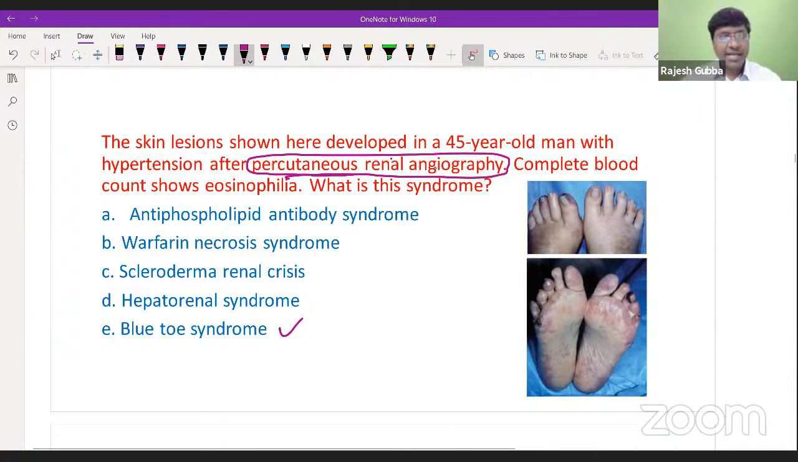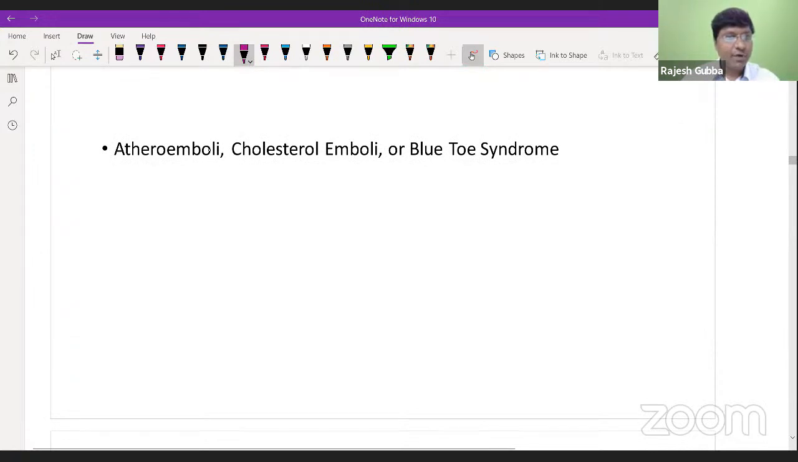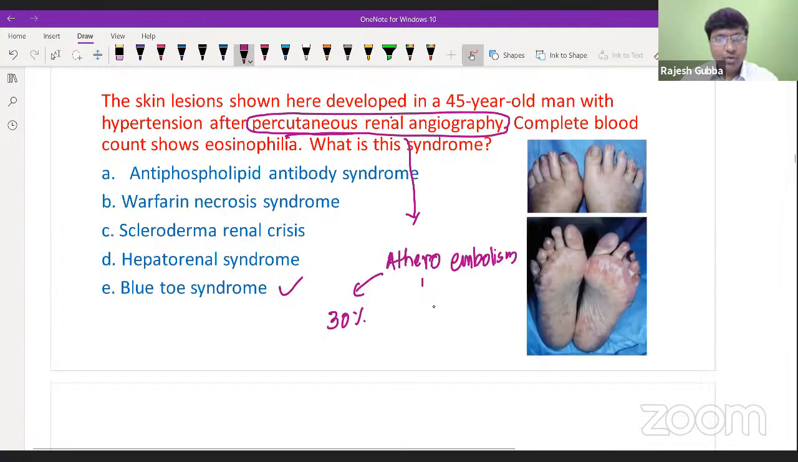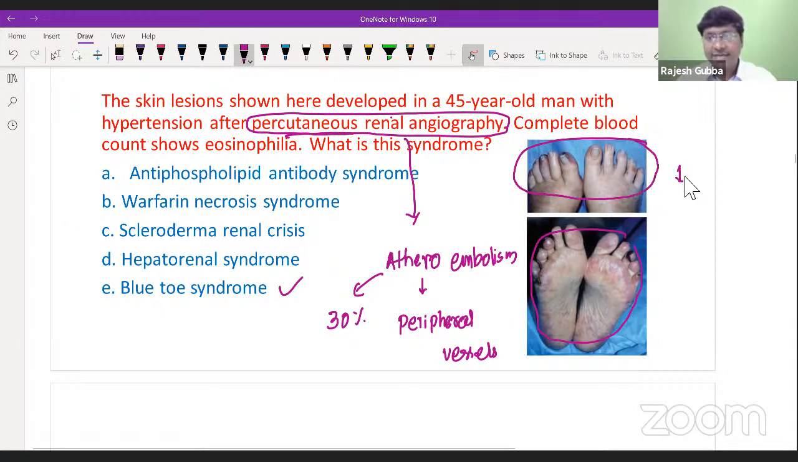Now, why is that? After percutaneous renal angiography, atheroembolism is seen in almost 30% of individuals. Secondary to this atheroembolism, once the emboli go and accumulate in the peripheral vessels, the extremities will get reduced blood supply.